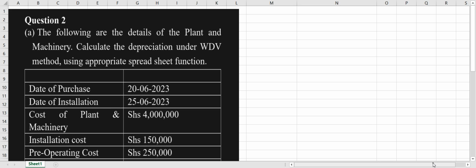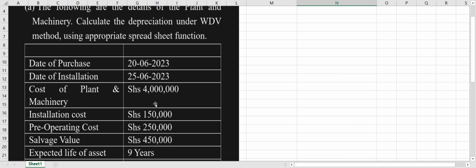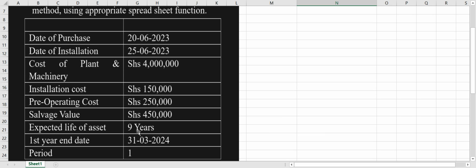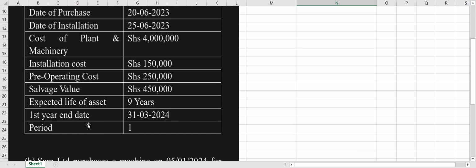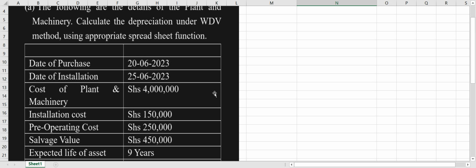The following are the details of the plant and machinery. Calculate the depreciation under the written down value method using appropriate spreadsheet function. So, date of purchase, date of installation, cost of the plant and machinery, that's per million, installation cost, pre-operating cost, salvage value, the expected life of the asset is 9 years, first year end date is that, then period 1.